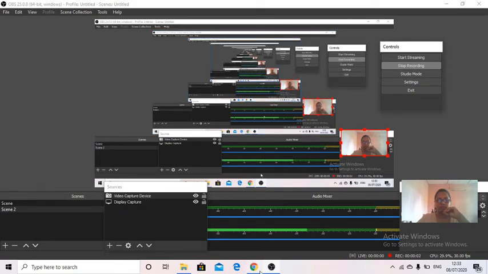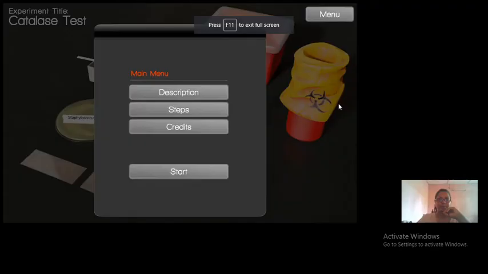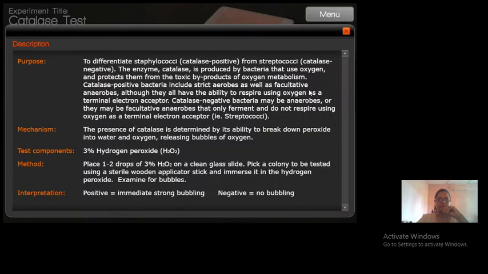Hello students. Today we are going to discuss the catalase test using the virtual lab. Before we start the practical, here's a little description of the test. It is a preliminary biochemical test.